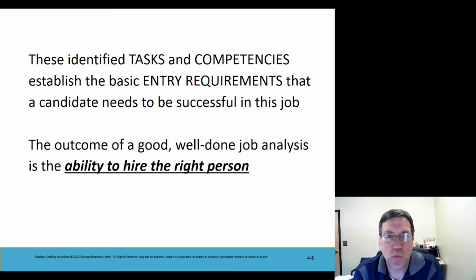Overall, what we're trying to accomplish, the outcome of doing this job analysis process, is to figure out what that critical piece is, or those critical pieces are, that we need to be looking for to be able to hire the right person. And that's something that I really want you to remember. In fact, that's a question on the first test. What is the outcome of a well-done job analysis? Very simply, the ability to consistently, regularly hire the right person.